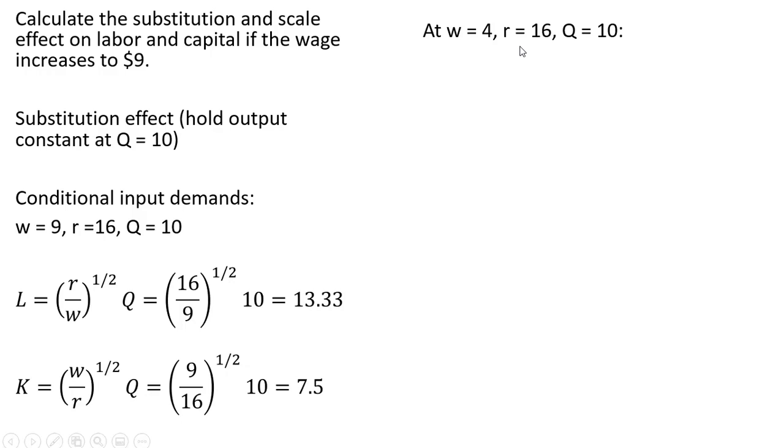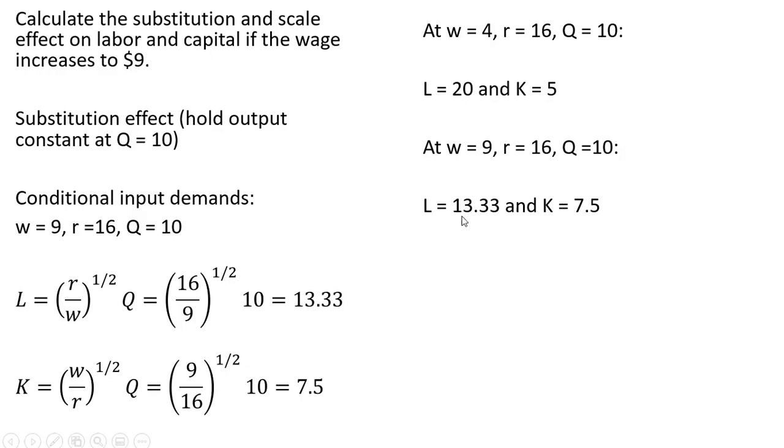And in terms of capital, the firm would use 7.5 units of capital. At W equals 4 and R equals 16 and Q equals 10, we found that the firm would use 20 units of labor and 5 units of capital. We just found at this new price here for labor of $9 that the firm would use 13.33 units of labor and 7.5 units of capital.